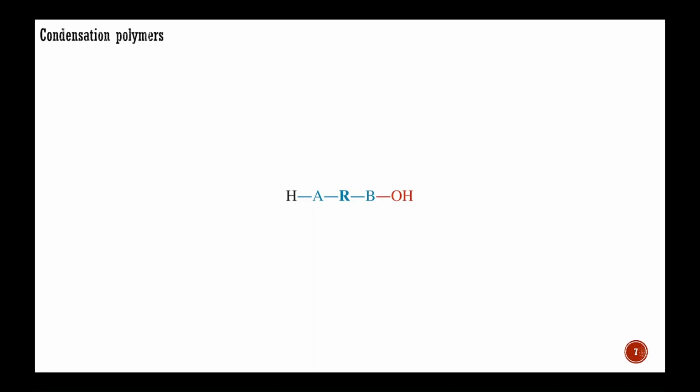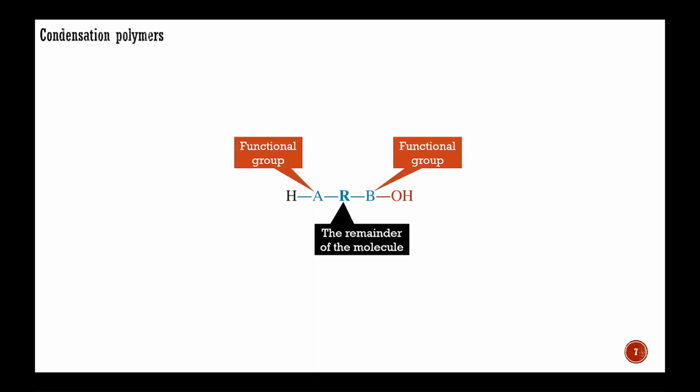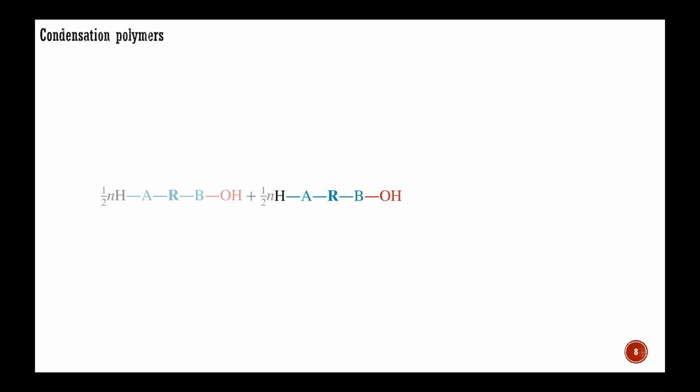We can represent such a monomer as shown here, where A and B denote functional groups that may or may not be the same, while R represents the remainder of the molecule. Most commonly, monomers link when group A on one molecule undergoes a dehydration condensation reaction with group B on another. You have encountered reactions like this when we discussed the chemistry of amino acids and the formation of proteins.